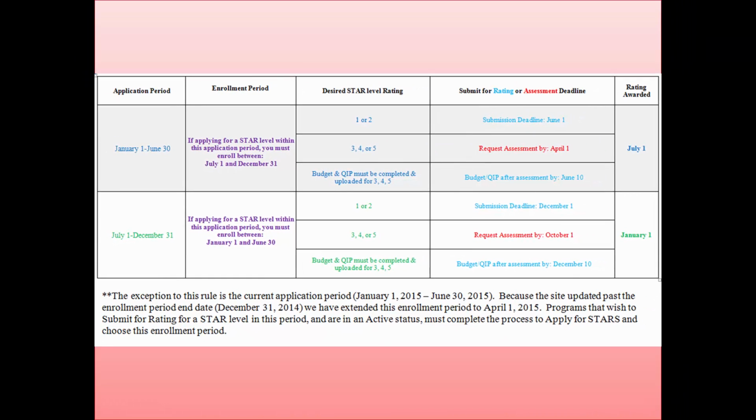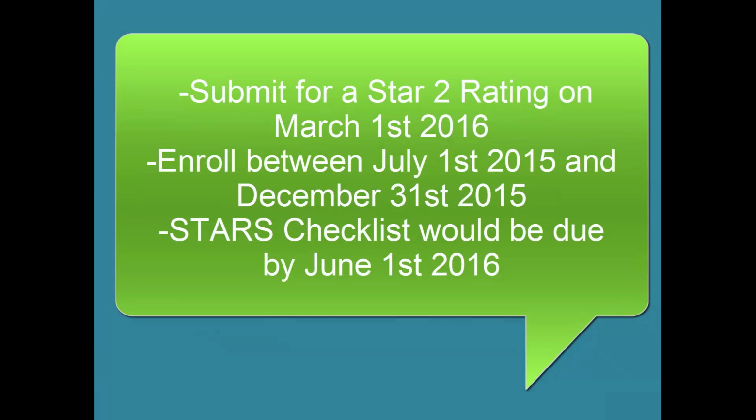Let's do one more example with a little more detail. You want to submit for a star 2 rating on March 1st, 2016. You would have needed to enroll your program between July 1st, 2015 and December 31st, 2015. And your STARS checklist would be due June 1st, 2016, since the application period would end June 30th, 2016.